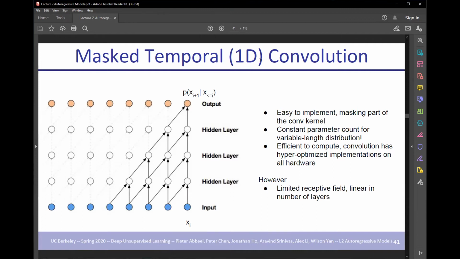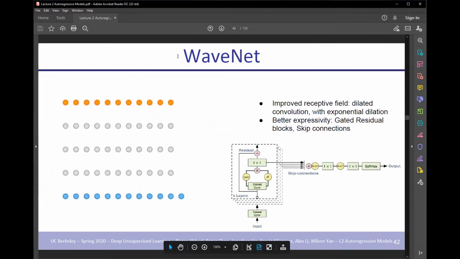And this is just a mass temporal 1D convolution example. And then we go to the actual WaveNet example. And he kind of talks to this. Again, I'll switch from the slides to give a visual demonstration of what a WaveNet setup looks like from his video.